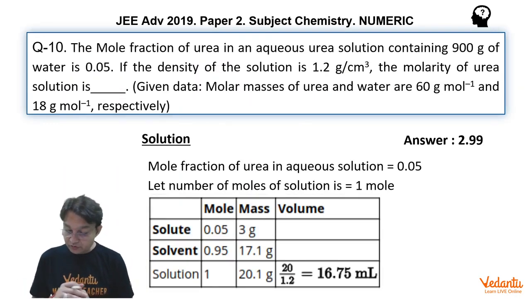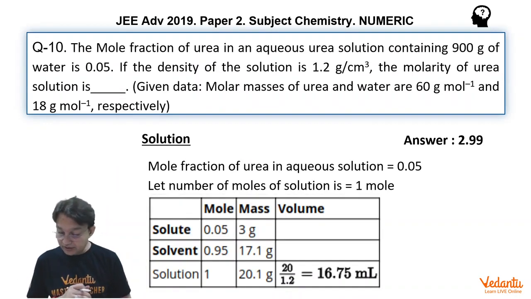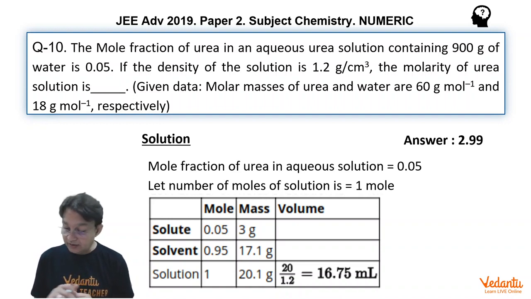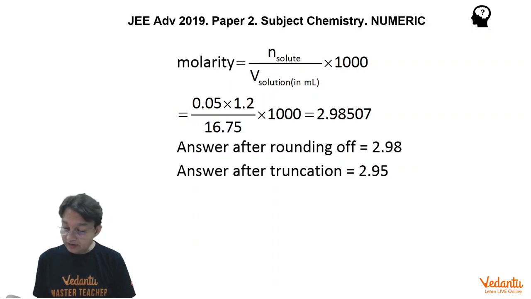Pretty straightforward. Now you have a printed solution. Here we have also done it in the simplest possible manner. And the answer, after truncation, is 2.99. So I hope that you understand this problem. Quite an easy problem, the mole concept.